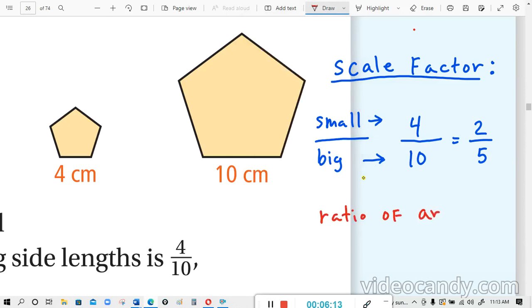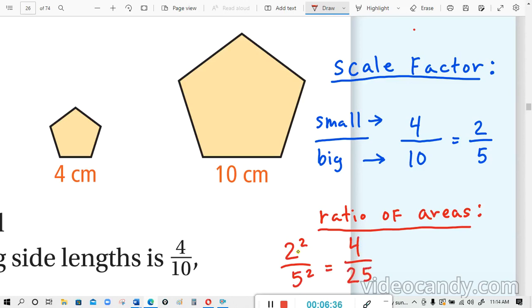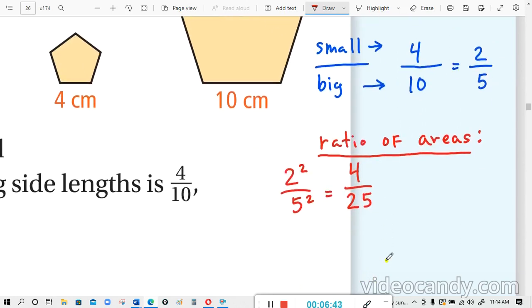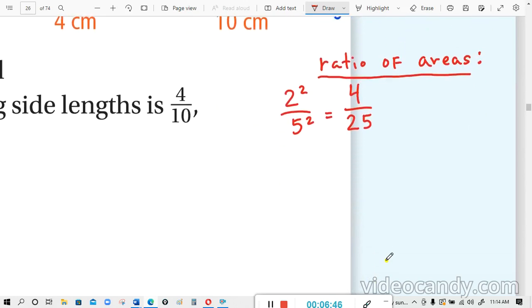The ratio of the areas, remember you have to square the numerator and denominator. So take the 2/5. That's going to be 2 squared divided by 5 squared. So 2 squared is 4, and 5 squared is 25. So the ratio of the areas is 4/25. Now we can set up a ratio and proportion.